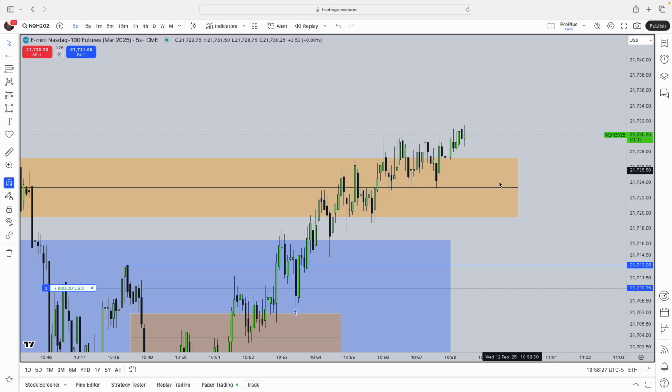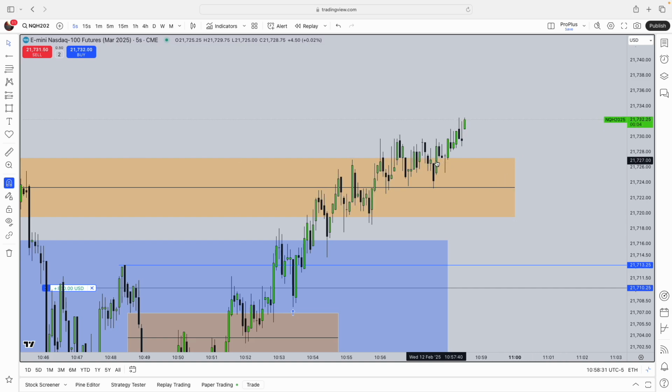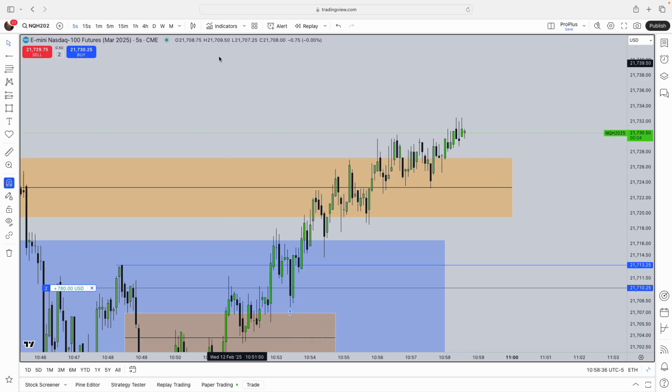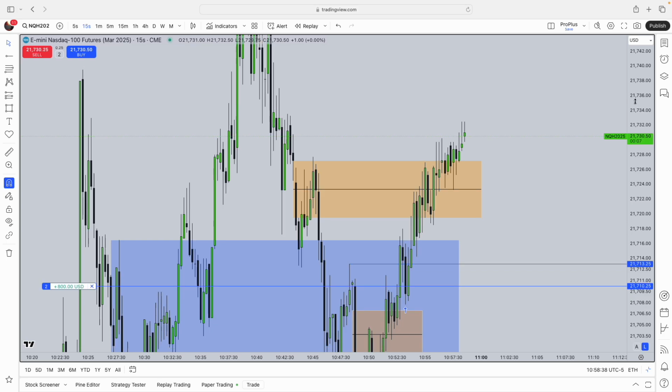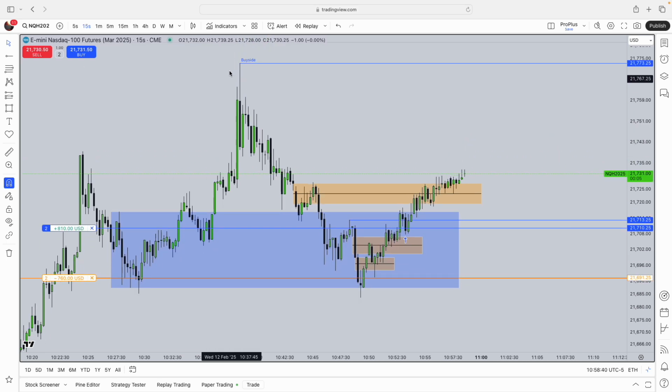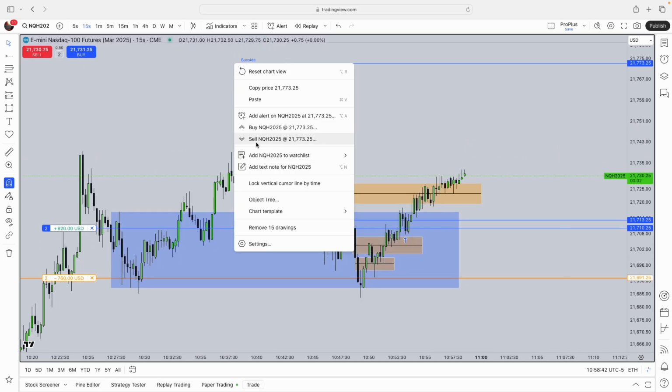Is there a potential entry? There could have been one there on the 5 seconds. If you missed that down there, there could have been that one there. And we're just going to take one contract off of there.